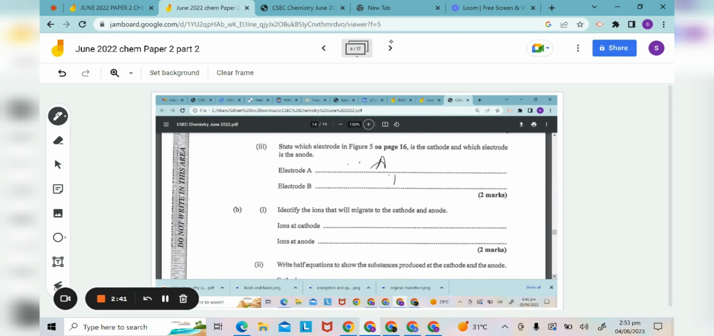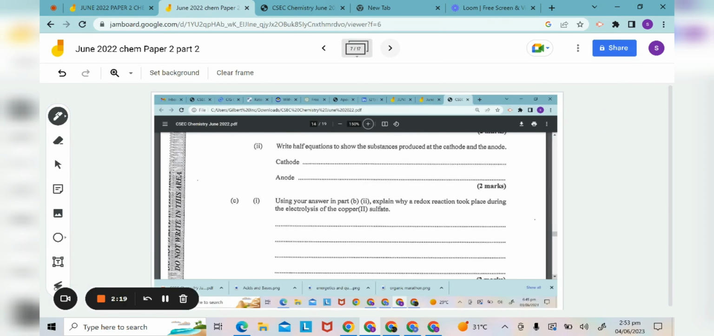So you write A and B. Then now identify the ions that will migrate to the cathode. We kind of just said that already. So the cathode would have copper ions going there and H plus ions, and to the anode you have sulfate ions and OH ions. Even though they don't become discharged, they still go over there.